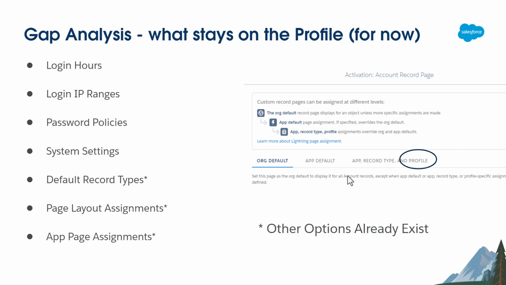But in order to do this, remember we can grant access to apps via permission sets. So if we have different app pages, we don't have to do them by profile. We can assign them to an app and then assign those apps via permission sets. So I don't see that as a big challenge at all. So I think we really are just looking at default record types.